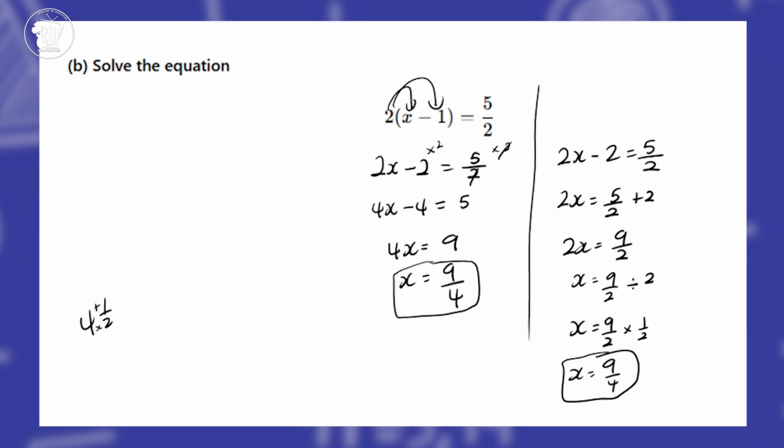So either way you want to work it is up to you. It doesn't really matter. So let's carry on. Last question now.